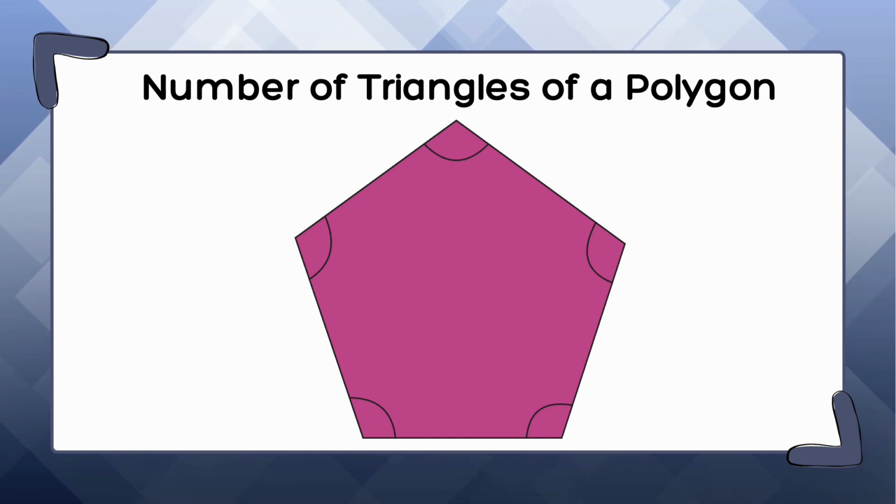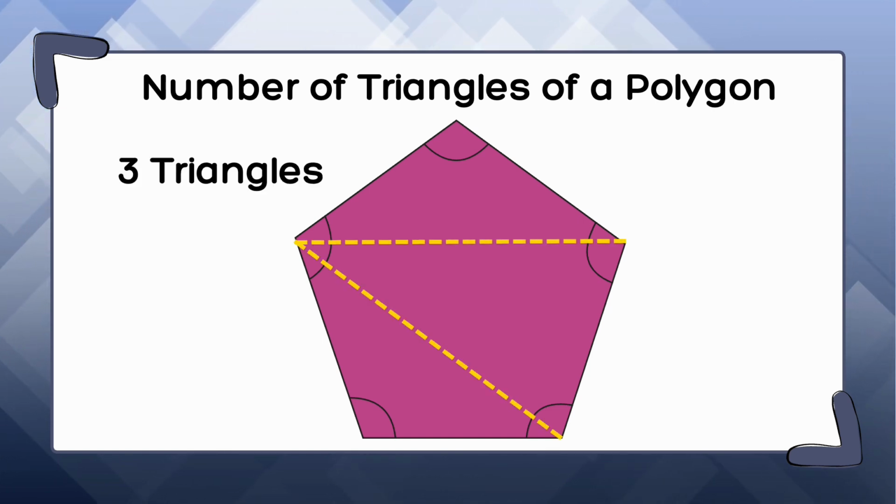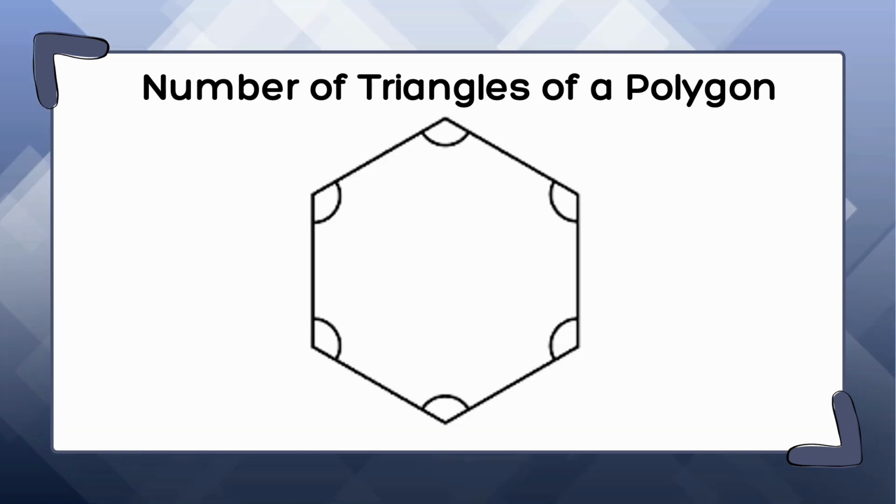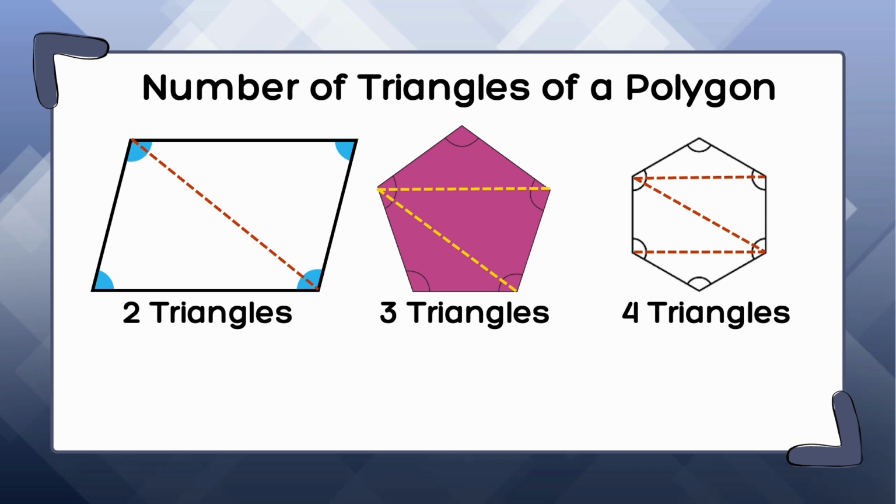Now, we have a pentagon. And following the same process, we can divide this pentagon into 3 triangles. Next is a hexagon. And we can divide this hexagon into 4 triangles. Now, by observing the pattern, a quadrilateral has 4 sides and can be divided into 2 triangles. A pentagon has 5 sides and can be divided into 3 triangles. And a hexagon has 6 sides and can be divided into 4 triangles.